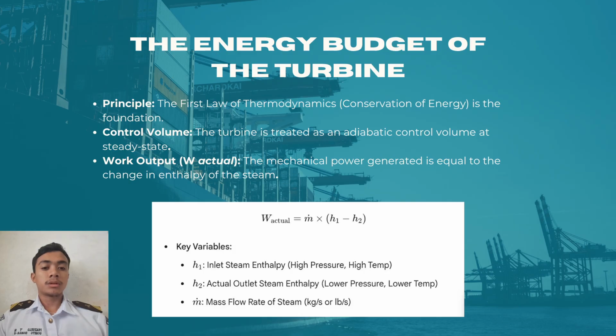Key variables. Inlet enthalpy. This is the high energy of steam entering the turbine, at high pressure and high temperature. Outlet enthalpy. This is the lower energy of steam leaving the turbine, at lower pressure and lower temperature. Mass flow rate. This is how much steam is flowing through the turbine per unit of time. The faster we flow steam, the more total energy is available for conversion.